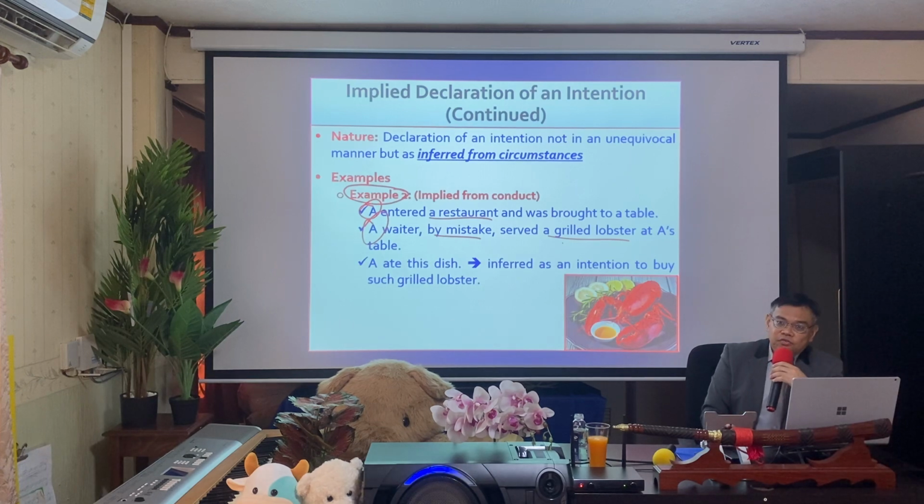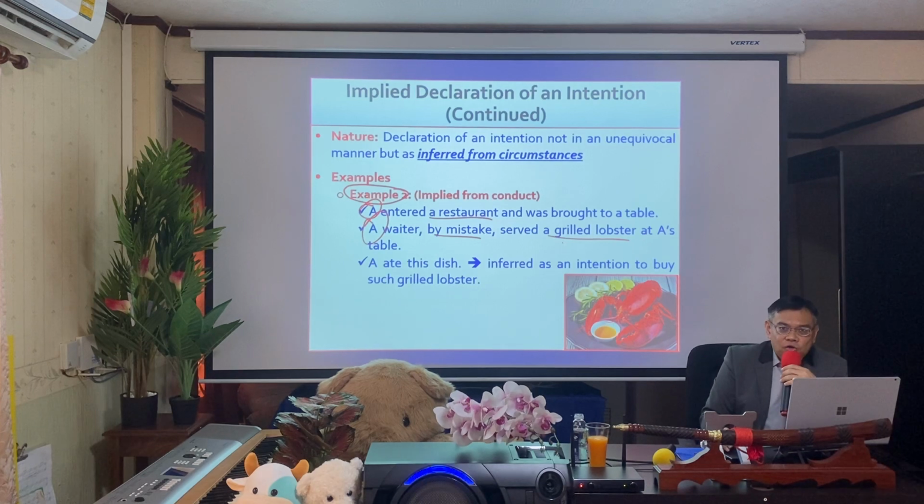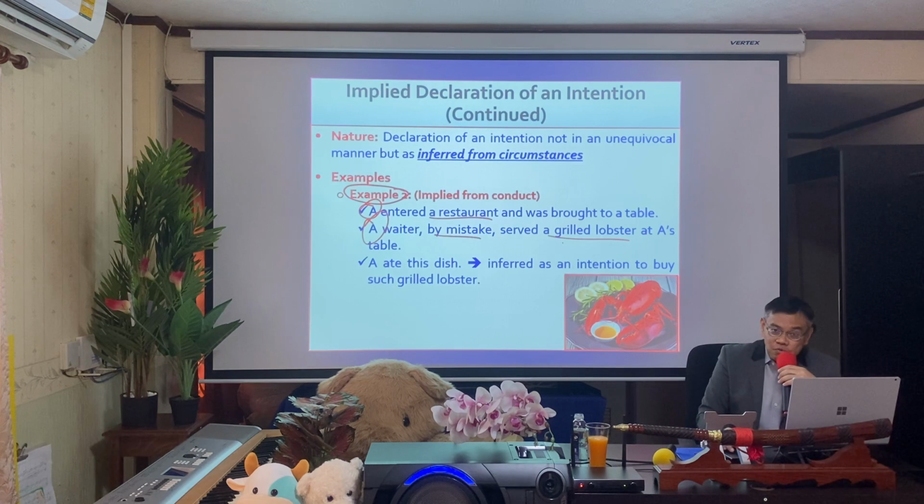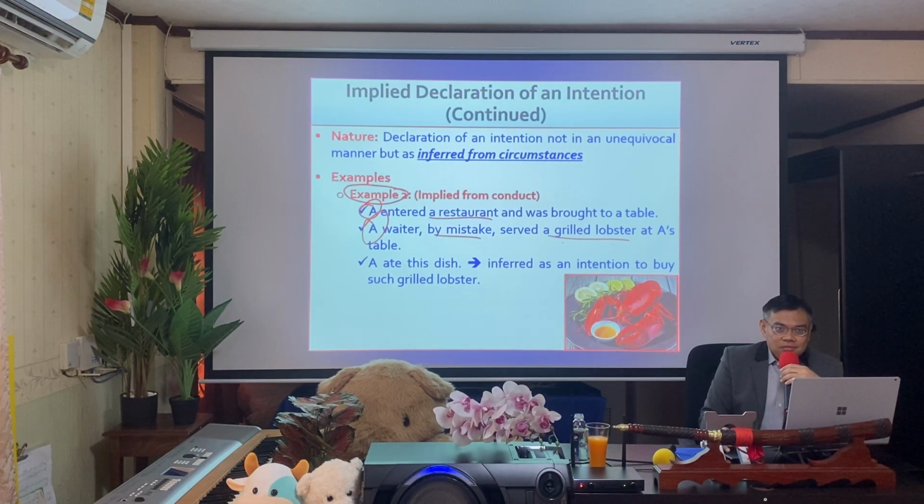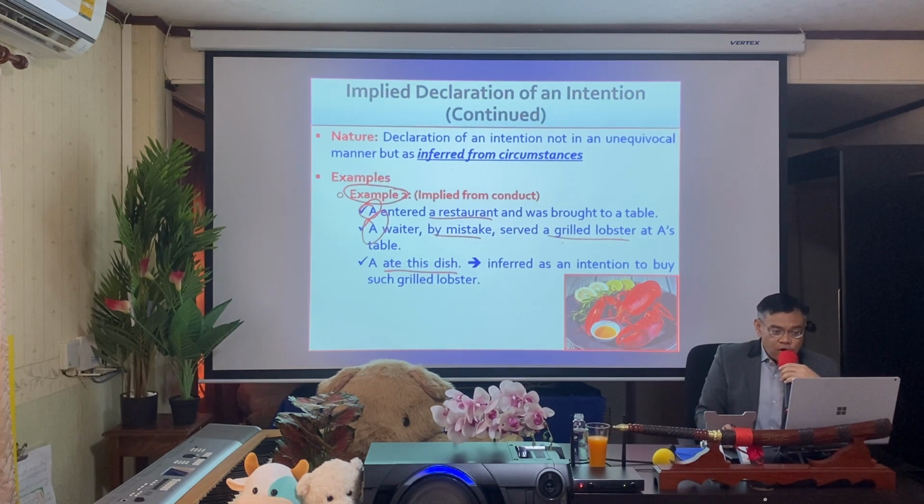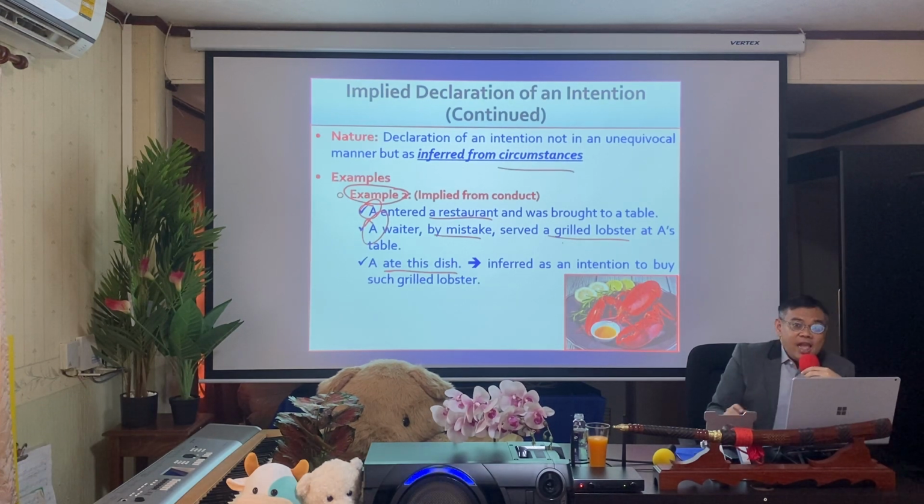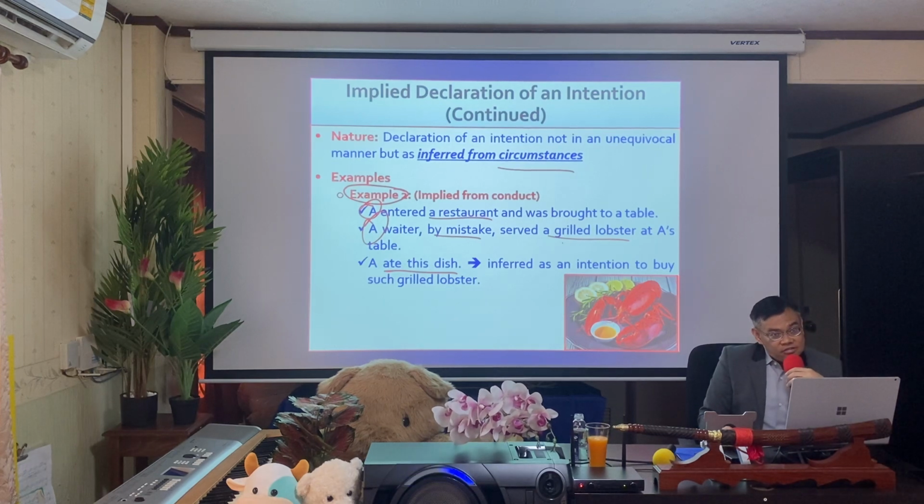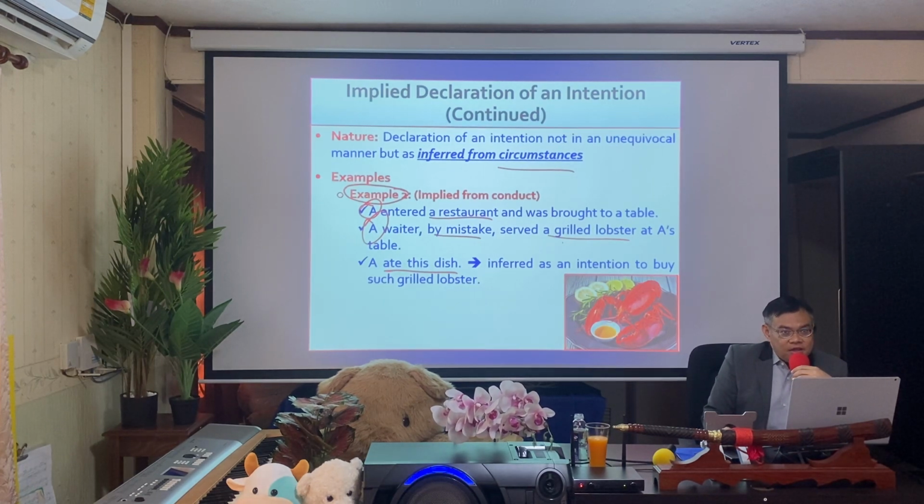A got a feeling that, well, very fine. Even though I have not yet made any order, the waiter now brings the lobster to my table. I'm getting very hungry, so I will have to eat it. So what happened is that A just ate that dish, the grilled lobster. When A ate the lobster like that, can we infer from these circumstances that A wanted to buy this lobster? I think that the answer should be in the affirmative.